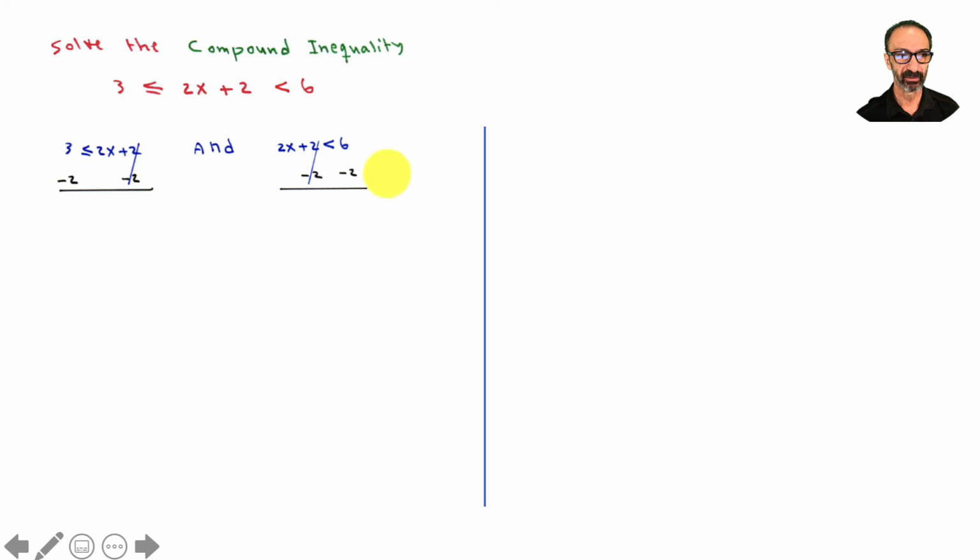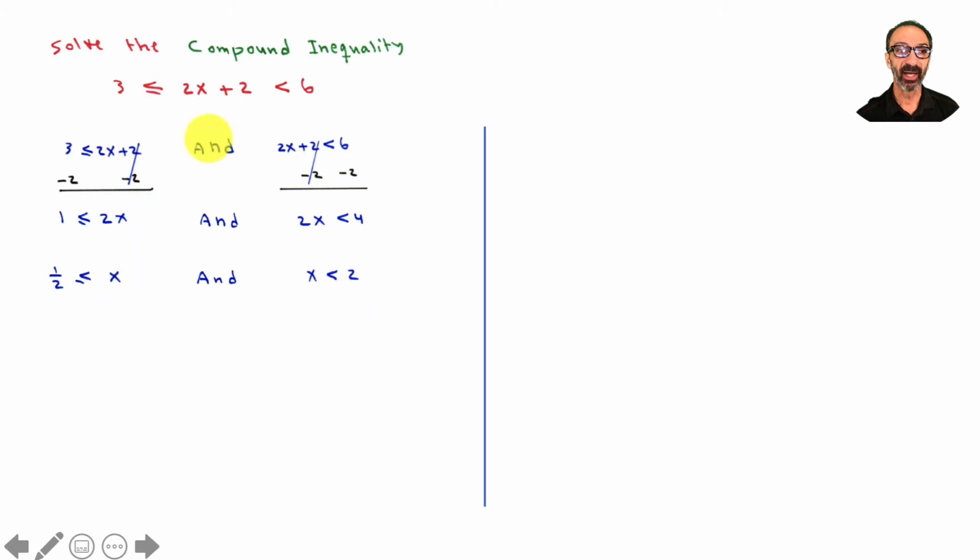Of course, they have the same pattern, so I'm going to save some time and write at the same time, working left and right. I'm going to subtract 2, subtract 2, to leave x alone. Once you do that, I have 1 less than or equal to 2x, and I have 2x less than 4. I'm going to divide by 2, I'm going to divide by 2, and that's what I have.